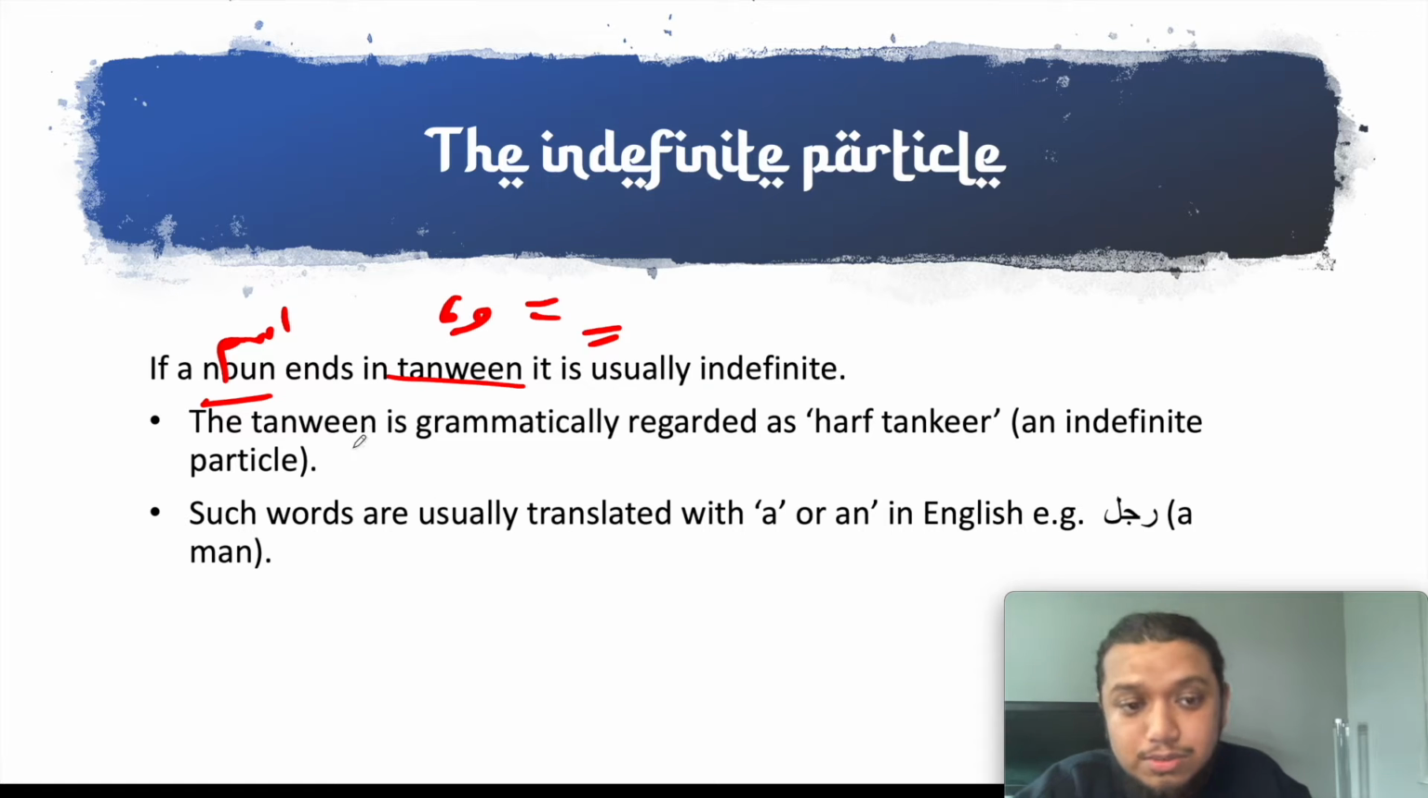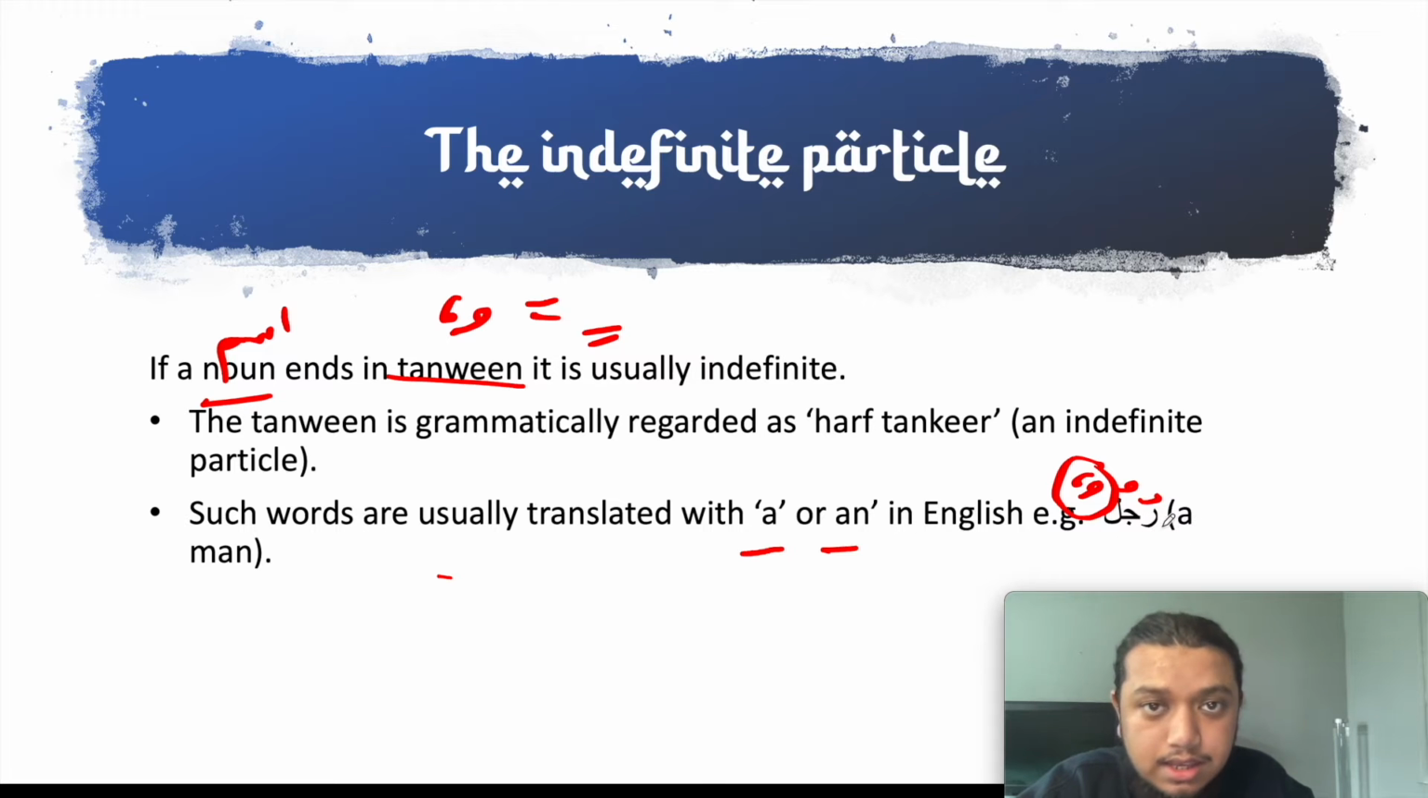This is because the tanween is grammatically regarded as a harf tankir, an indefinite particle. You don't have to remember this. If you like to remember it, by all means you can, but you don't have to. But what you do need to remember is words that end in tanween are usually translated with a or an in English. So for example, the word rajulun, as you can see here, it has the tanween and therefore it is indefinite, and this means it would be translated as a man.